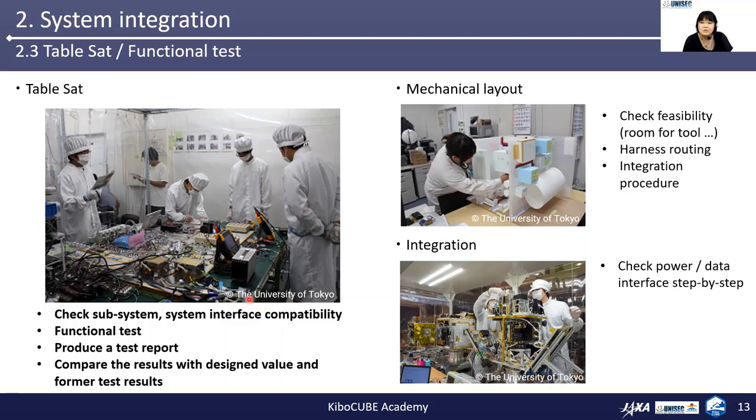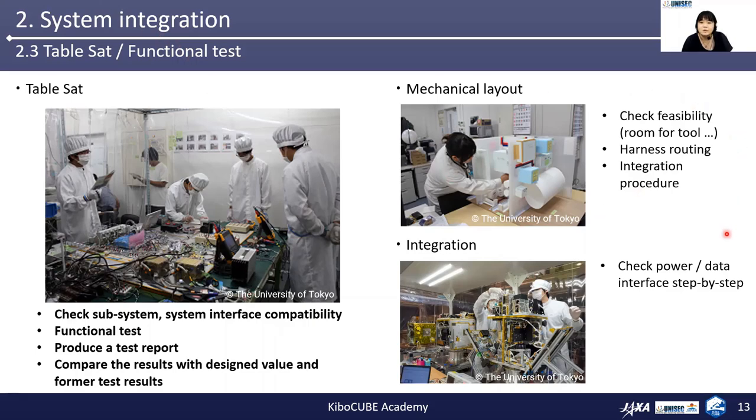During this phase, producing a test report is also important to determine potential sources of mismatch or errors. By comparing the result with the design value and former test result, we can distinguish the source of the problems.